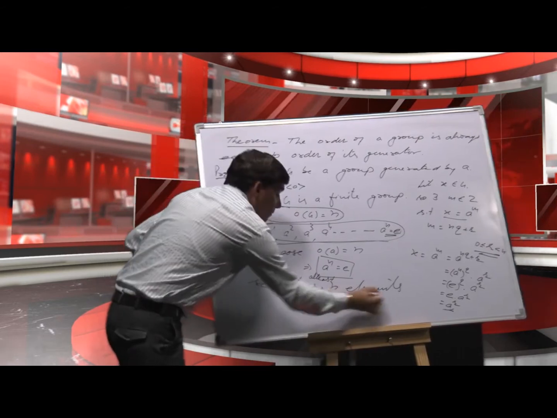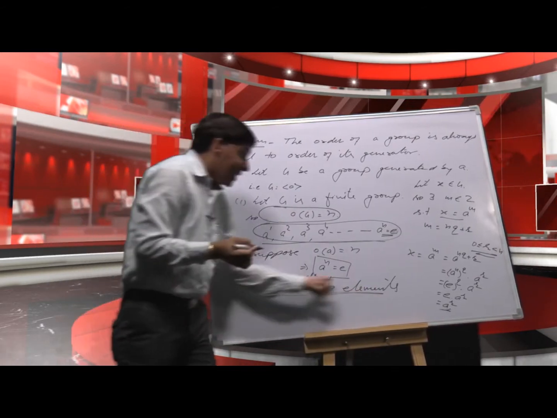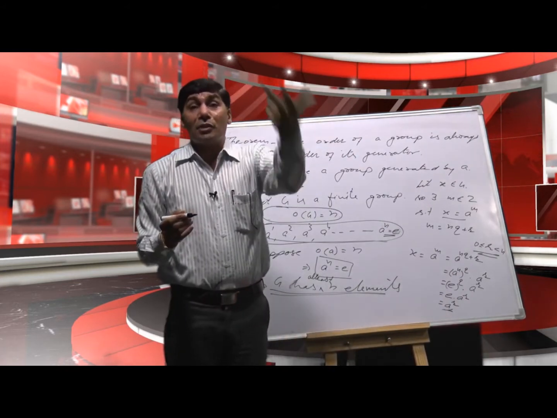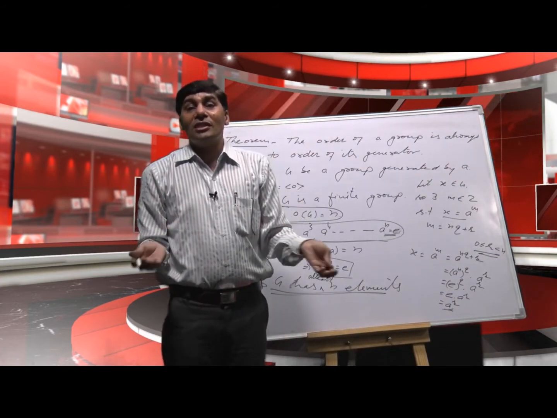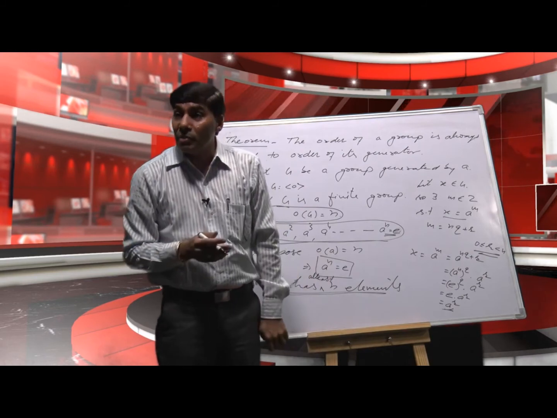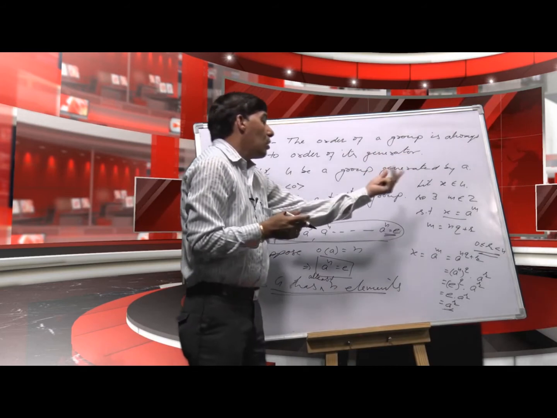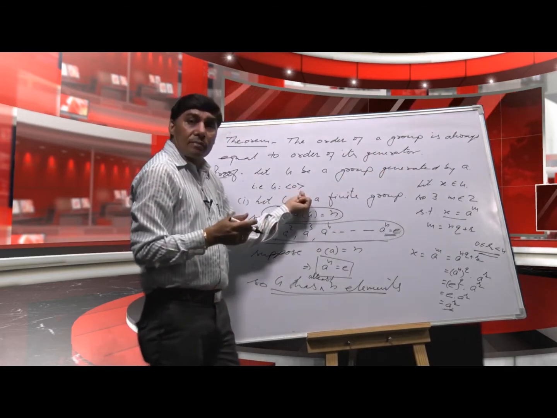From the previous statement we showed G has at least n elements. From this statement we prove G has at most n elements. That means G has exactly n elements. So the number of elements in the group is equal to the order of the generator.